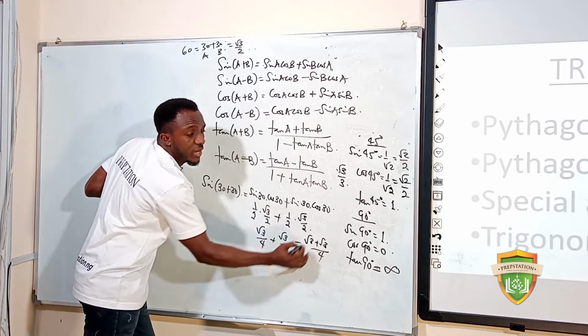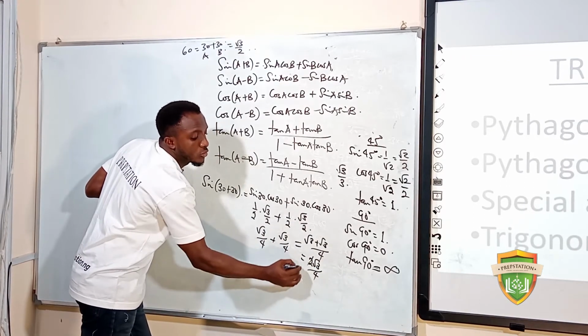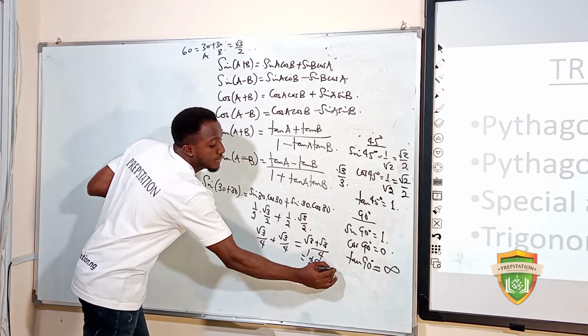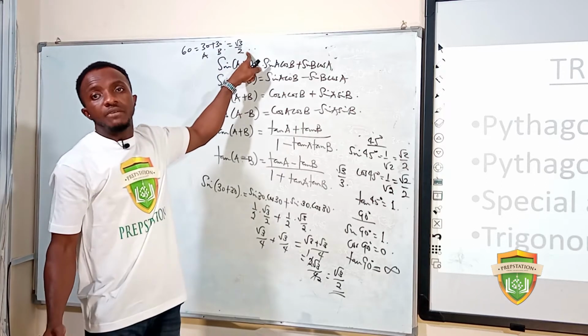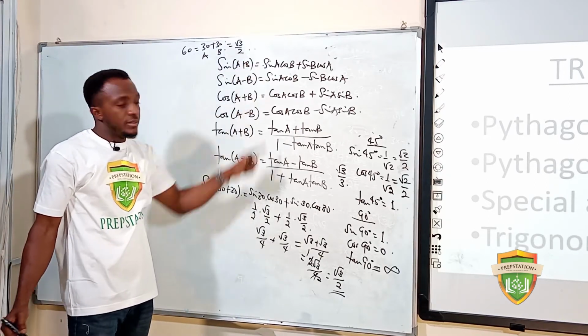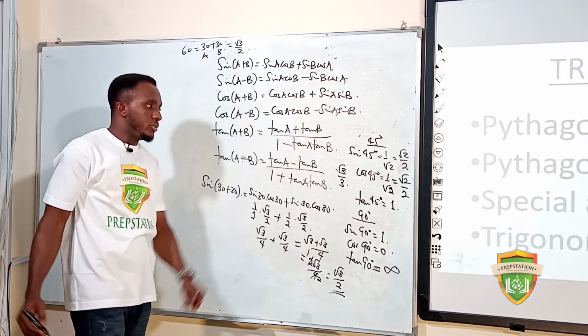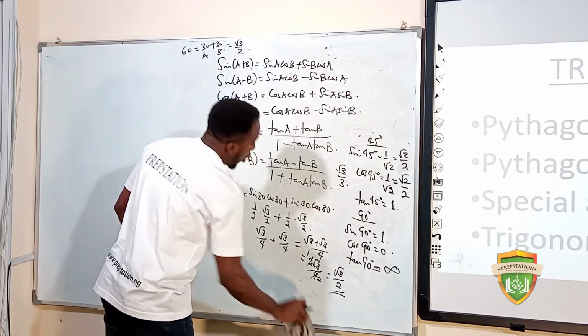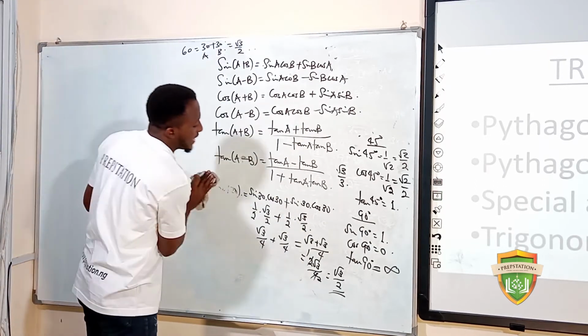How many root 3s do we have there? 2 root 3s. So that's 2 root 3 over 4. 2 can go in 4 two times, leaving us with what? Root 3 over 2. Is it the same thing as what we have here? So you can see that. So this is valid. You can check the other ones to see if they are also valid. So that's all for our trigonometric identities.